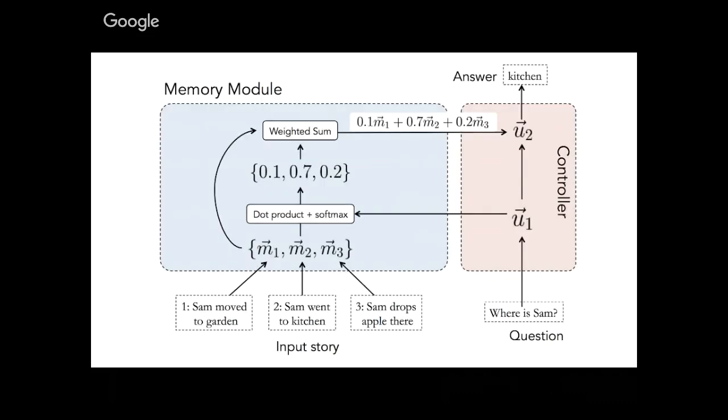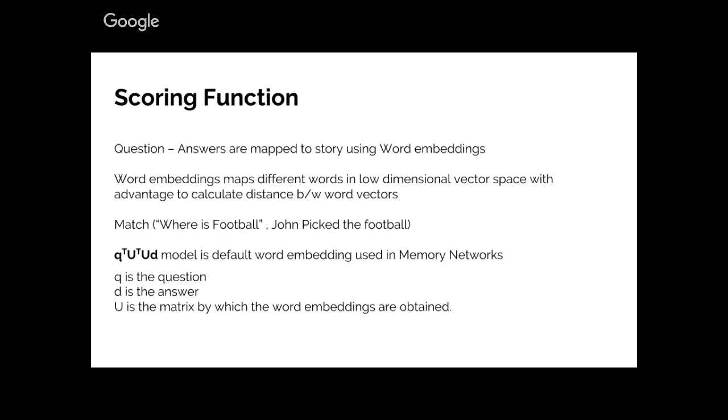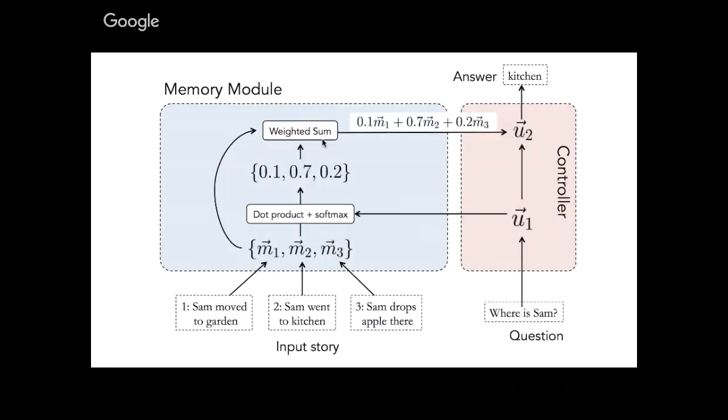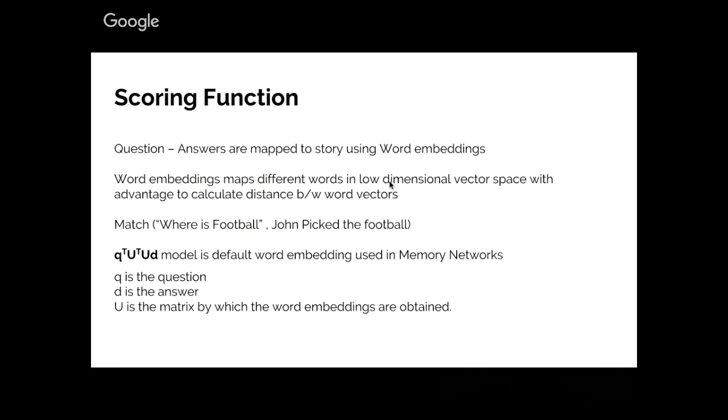So actually, when we are doing the dot product and the softmax, what we are doing is the scoring function. When question answers are being mapped using word embeddings, the word embeddings put these different words into a low dimensional vector space, with the advantage of being able to calculate the distance between the vectors. So the weighted sums are calculated after we have put those words into a low dimensional vector space.